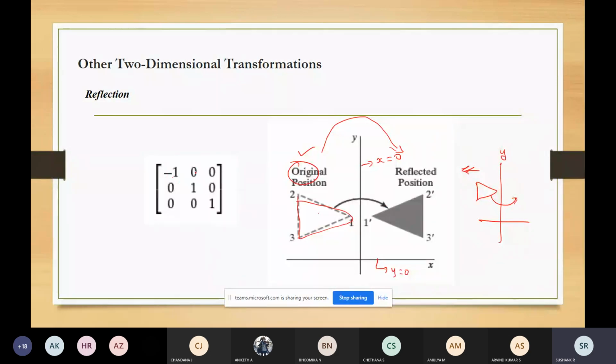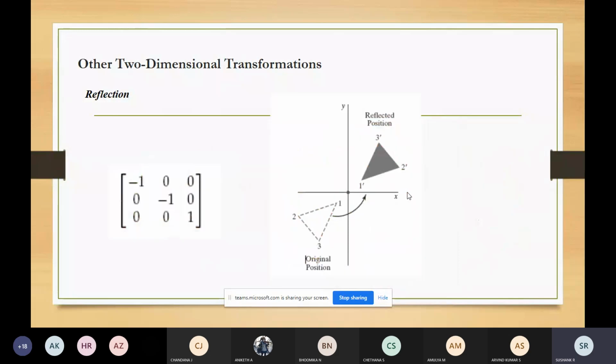Whatever value is there, you just need to get the opposite of that. The object is on the left-hand side, and you want to shift it to the right-hand side. If you want to get the reflection, you just need to pass this transformation matrix, and you will get this result. Again, you want the matrix in this form.